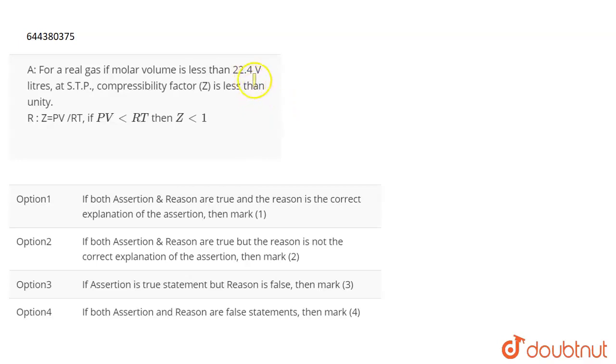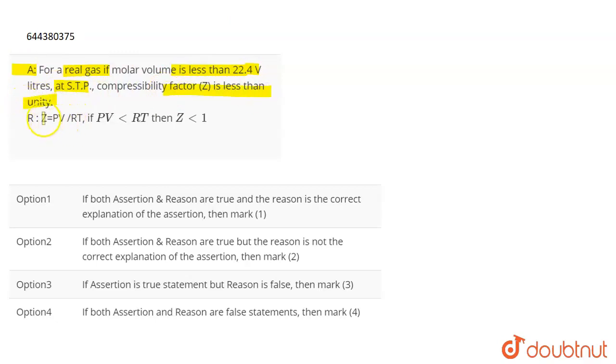So in this question, you are given an assertion and a reason and options which are dependent on these. So you have to tell which option is going to be correct according to these statements. Assertion is that for a real gas, if the molar volume is less than 22.4 liters at S.T.P, the compressibility factor Z is less than unity.